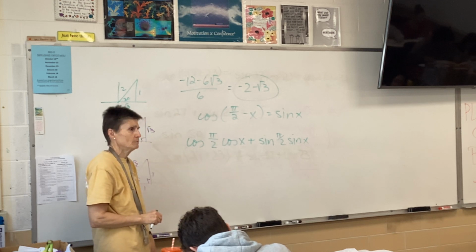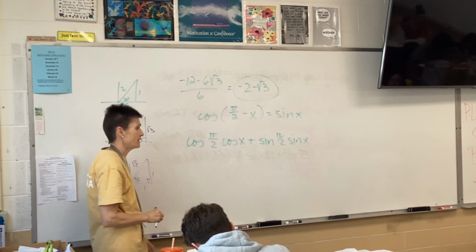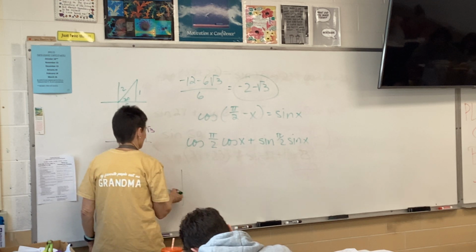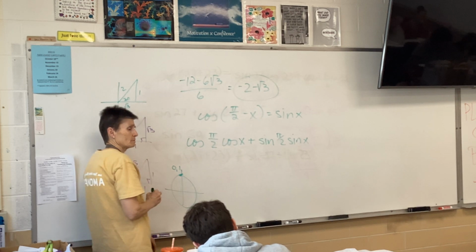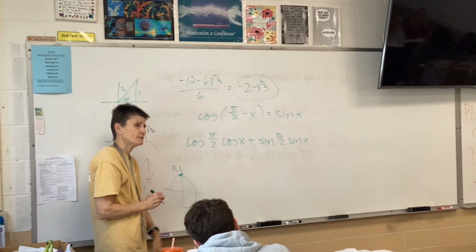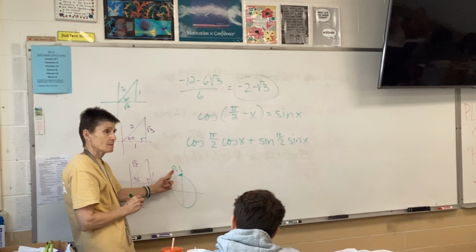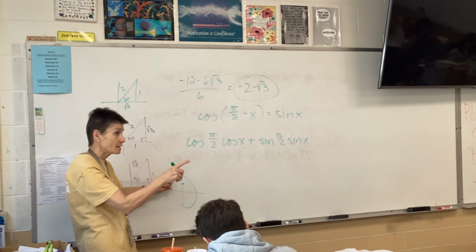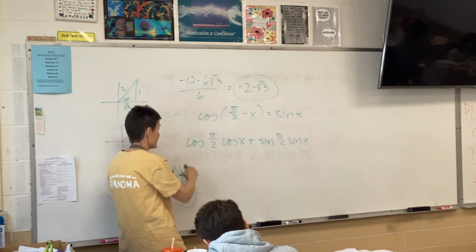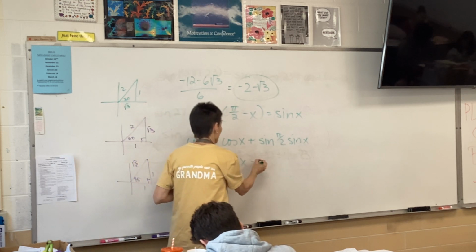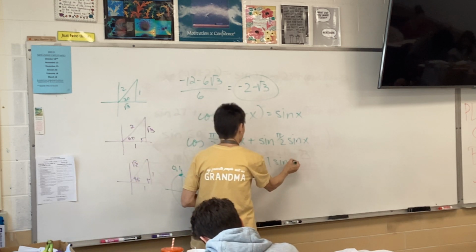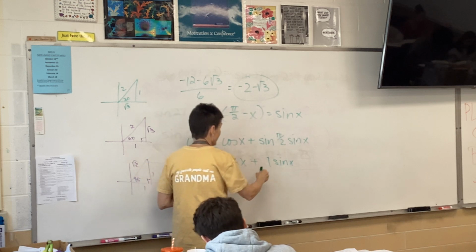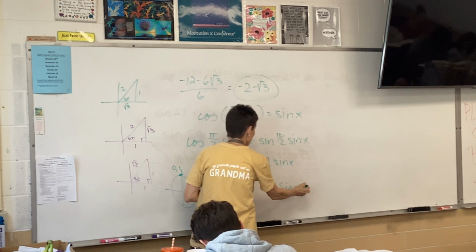What's pi over 2? Where's pi over 2? 90. So 90 is right here on my unit circle. What's the cosine of 90? 0. Because cosine is x. What's the sine of 90? 1. So 0 times anything is 0, it's gone, and 1 times sine. Did this work out for us, kids?